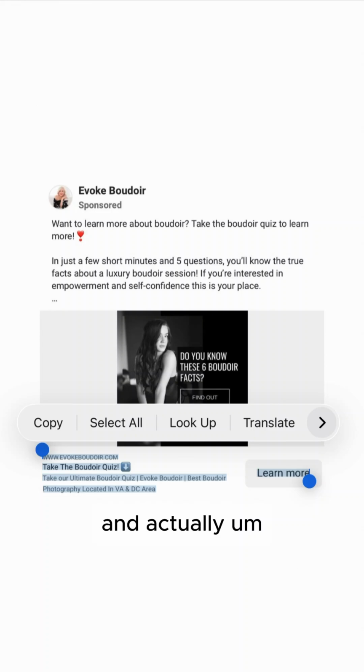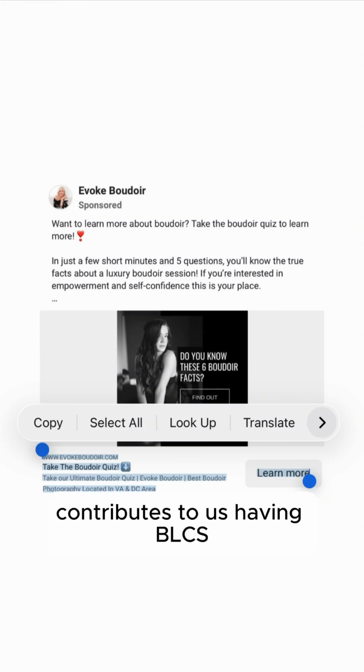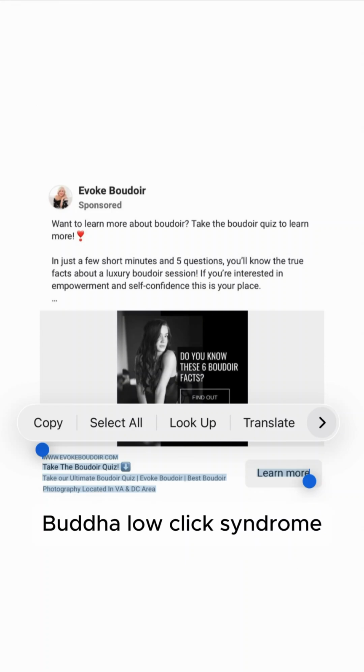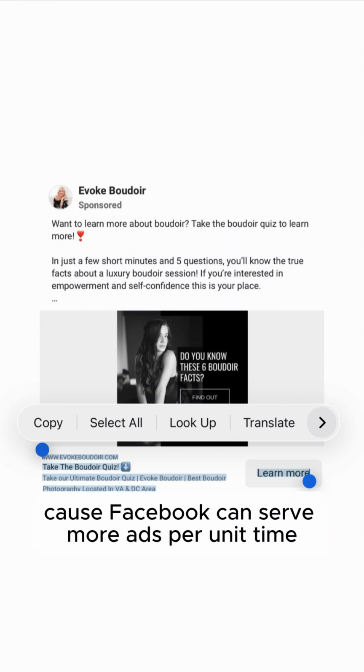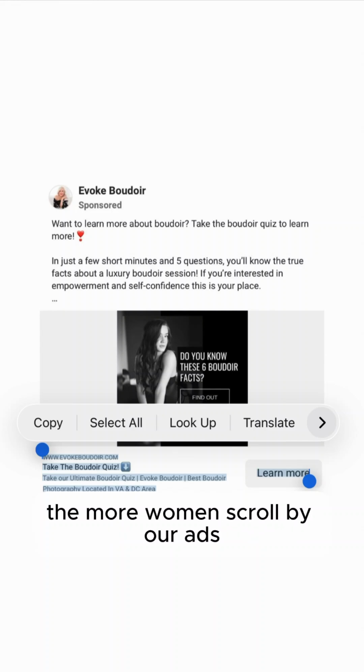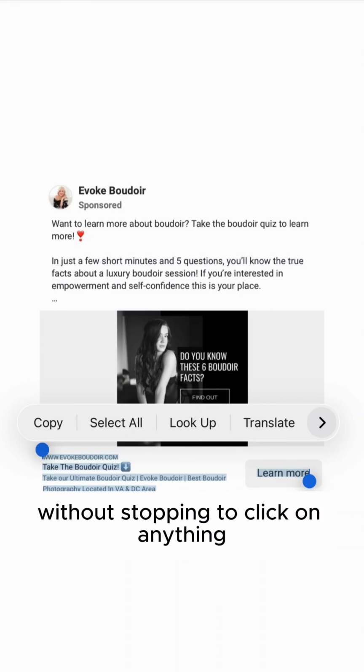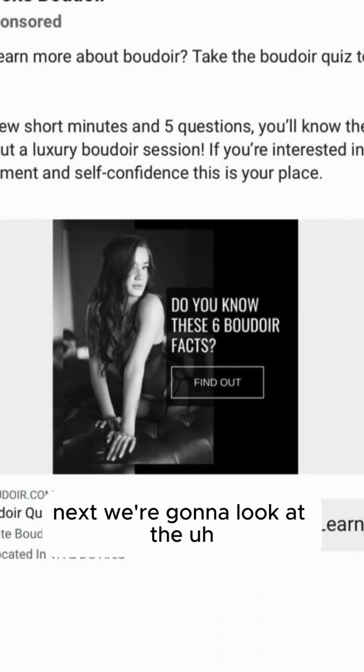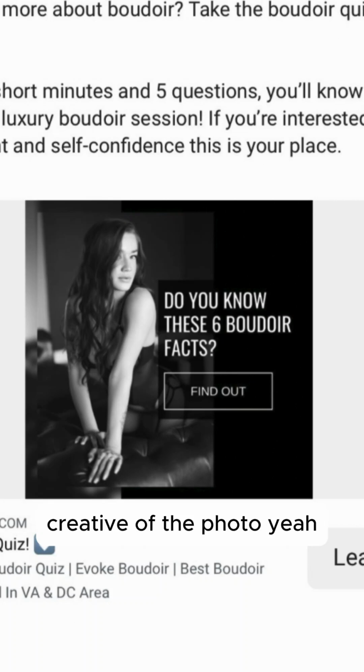And it contributes to us having BLCS, Boudoir low-click syndrome. Facebook likes it, though, because Facebook can serve more ads per unit time, the more women scroll by our ads without stopping to click on anything. Next, we're going to look at the creative, the photo. This is the looks-like-an-ad mistake.